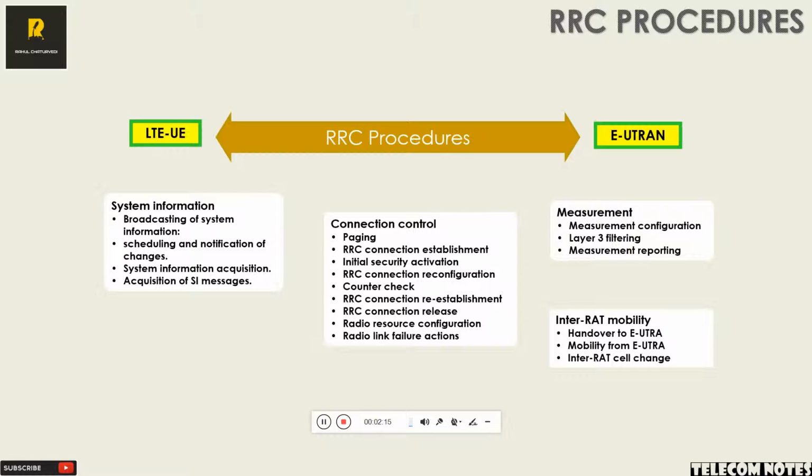The fourth one is inter-RAT mobility, and the points are handover to E-UTRA, mobility from E-UTRA, inter-RAT cell change, and the others are DL and UL information transfer, UL capability transfer.